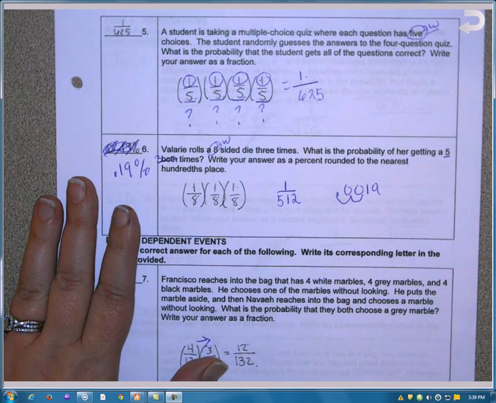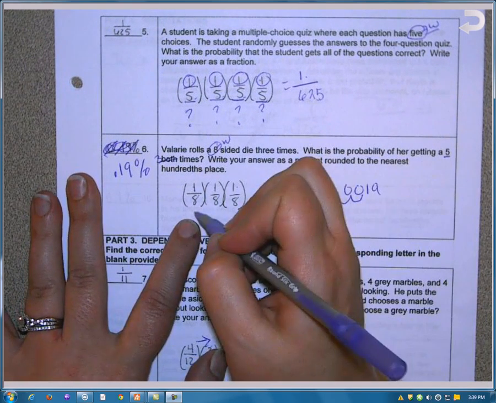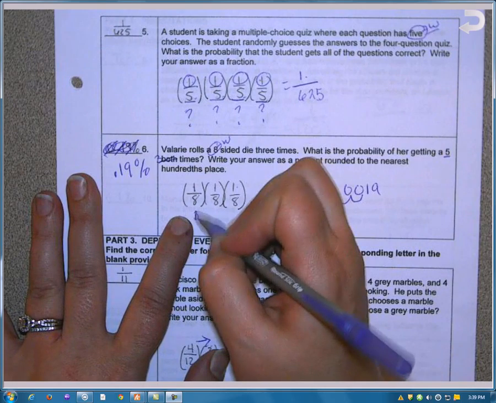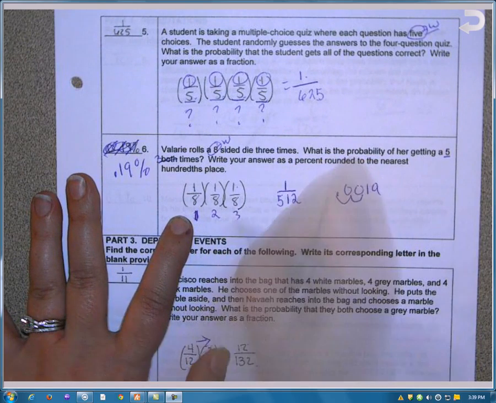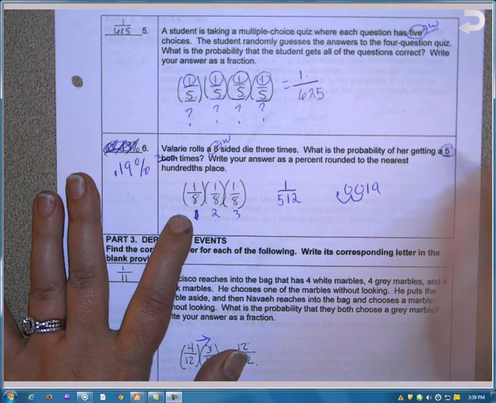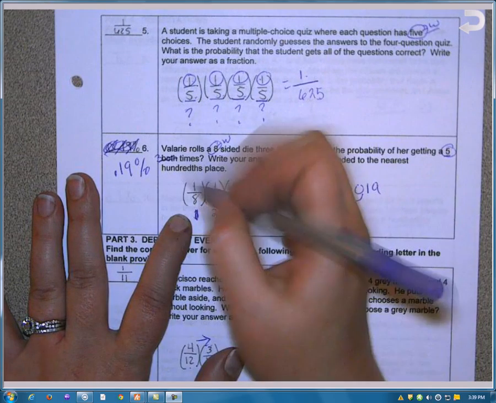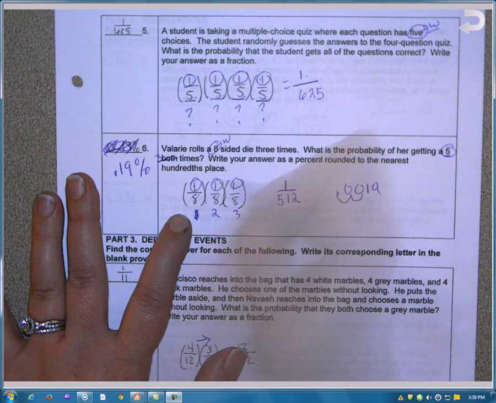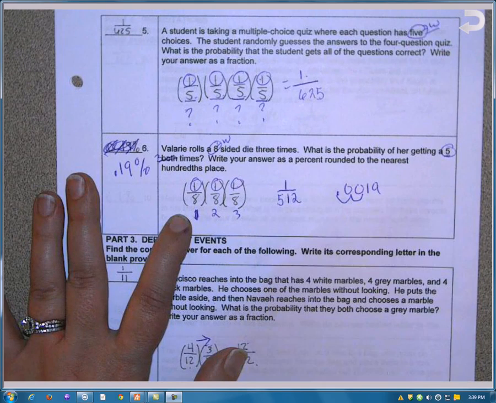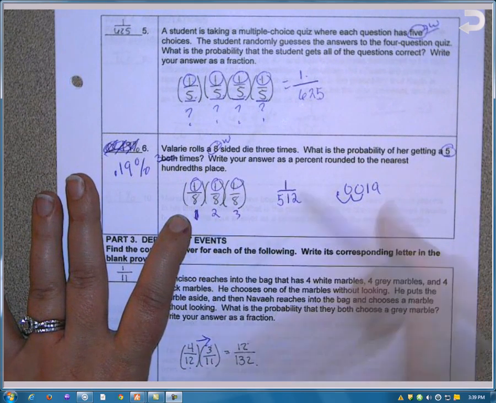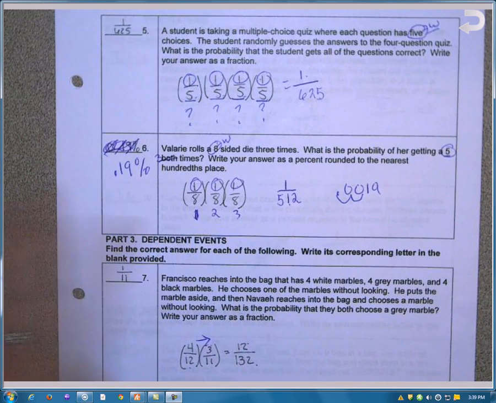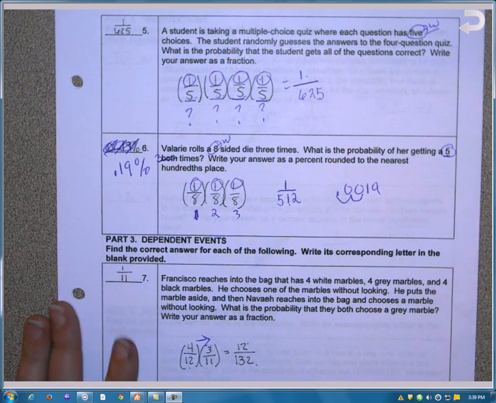On number 6, an 8-sided die 3 times, so that's going to be 3 times we roll it, so that's 1, 2, and 3 times we roll it. There's only one way to get a 5, so that's one way to get a 5. So 1 times itself 3 times is 1, 8 times itself 3 times is 512. Divide it out and we're going to get 19%.